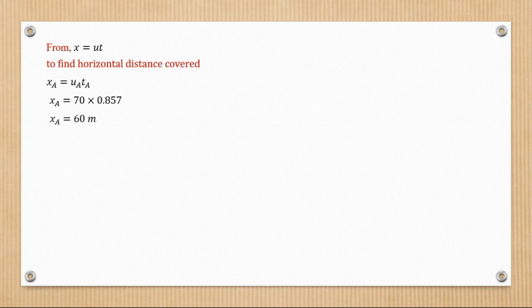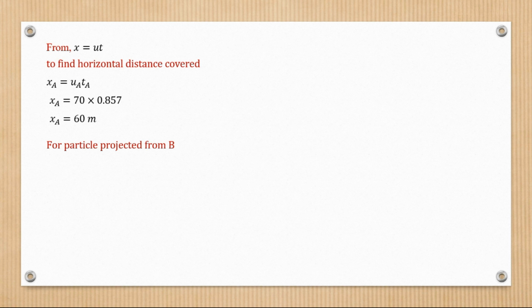Alright, so now from x is equal to ut, we can find the horizontal distance covered. So xA shall be equal to uA times tA. So we just have to put in the time of flight that we've just discovered, and then multiply it by the initial velocity of the particle projected from point A. So we shall have xA being equal to 70 times 0.857, which xA shall be equal to 60 meters. So that is the horizontal distance covered by the particle projected from the point A.